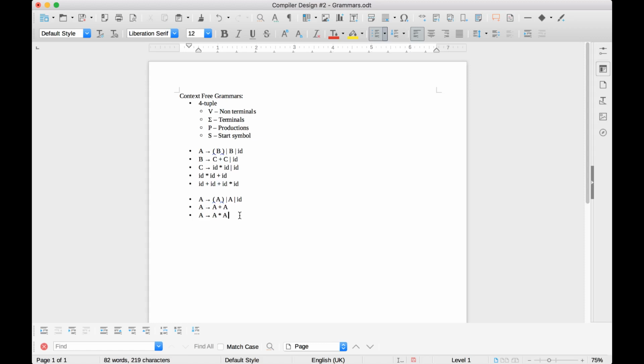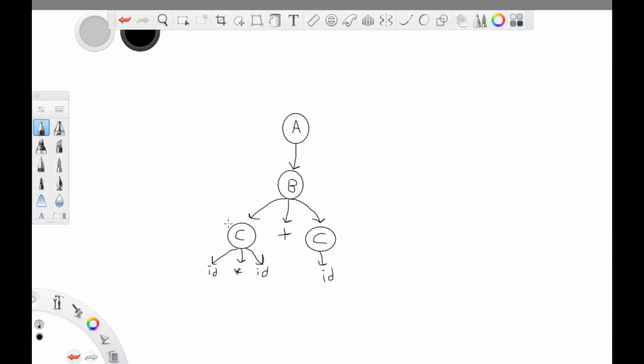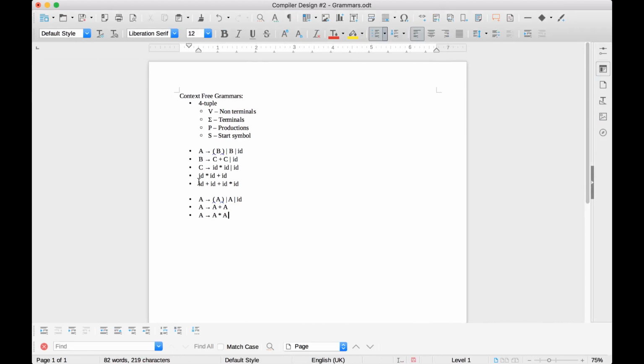Now, a grammar that can parse this would be this grammar. And you might notice that there's only one non-terminal, A. And these could all just be on the same line, and we could have A goes to left bracket A right bracket, or A, or ID, or A plus A, or A times A. But let's make things a bit neater. And let's try and parse ID plus ID times ID on this second grammar.